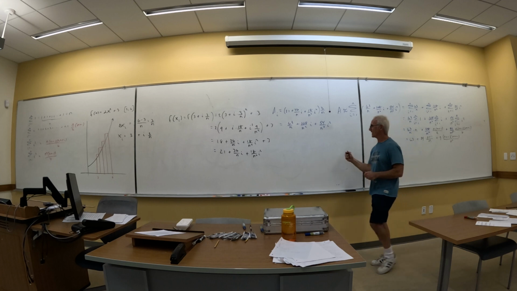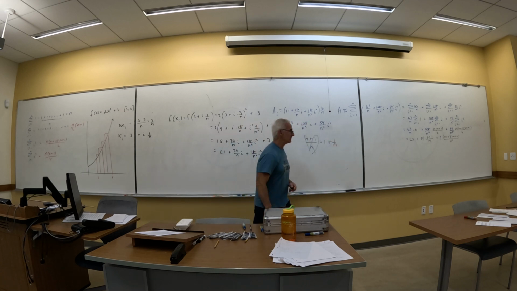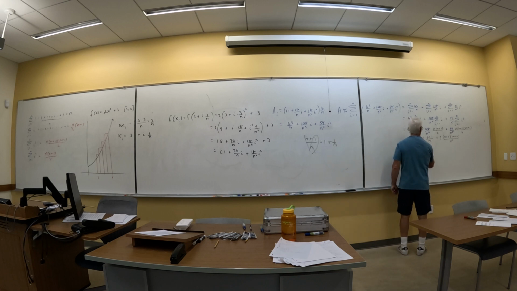So first of all, can I rewrite n plus 1 over n as 1 plus 1 over n? Can I do that? Mm-hmm. I want to do that. I really want to do that. So this is 54 times 1 plus 1 over n.